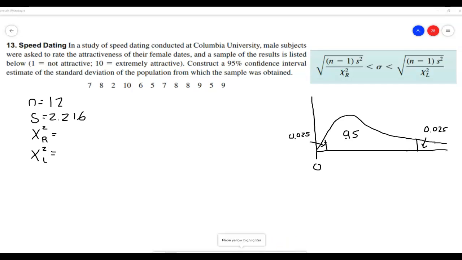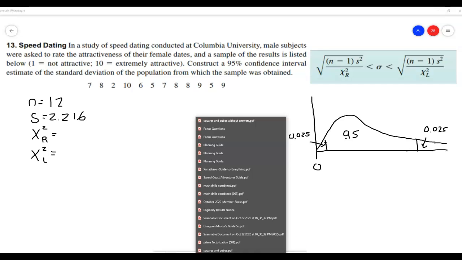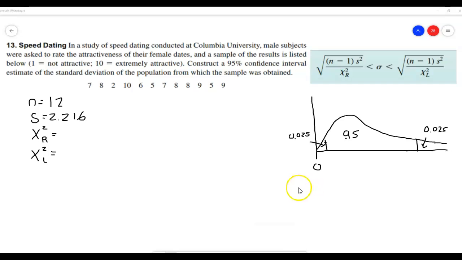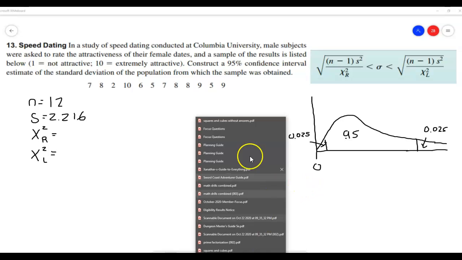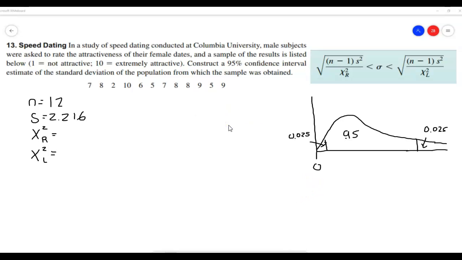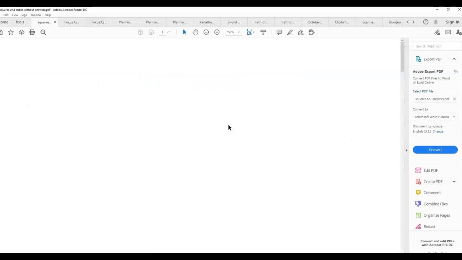All right, so now what we need to do is go ahead and use just a moment here. Let me pull up my table that I have, which should be coming up here in just a second.